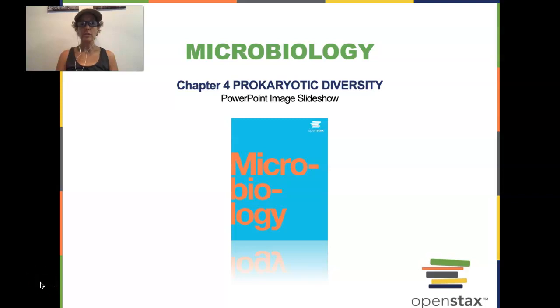Welcome back to Chapter 4. We're going to be talking about prokaryotic cell diversity. Chapter 5 will deal with eukaryotic cells, but we'll spend more time this semester with prokaryotic cells because those are the ones that we deal with in lab, and they are primarily the ones that will be the causative agents of the diseases we will talk about later in the semester.